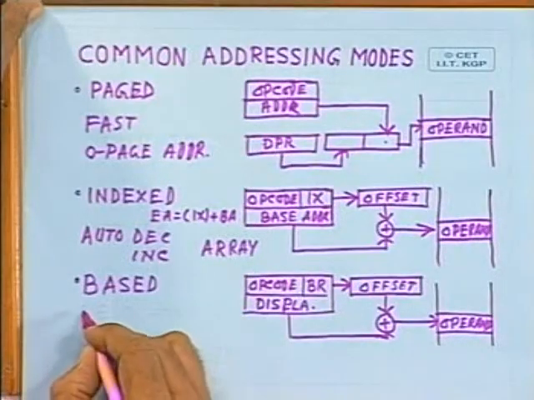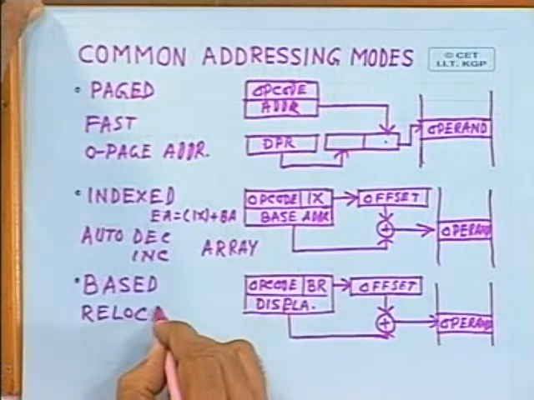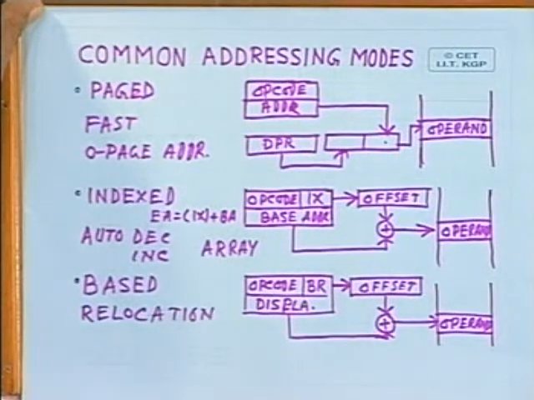Based addressing is commonly used for the purpose of relocation. Later on, whenever you study virtual memory, you will see that at different instances of execution, a program has to be relocated to different parts of the memory, and that can be done by using this based addressing. How is it done? So, it is used for relocation. How is it being done?